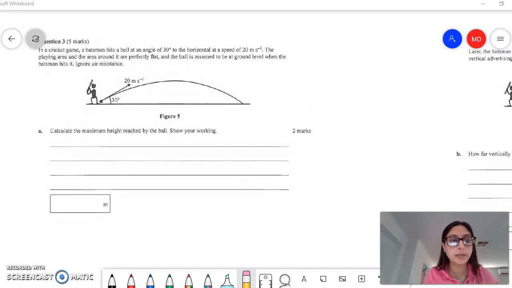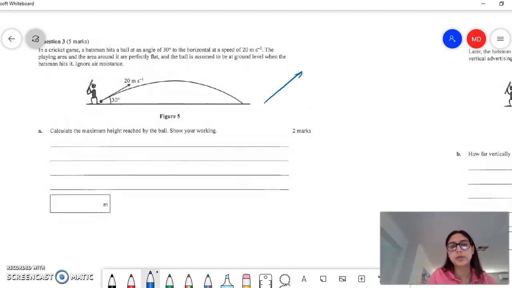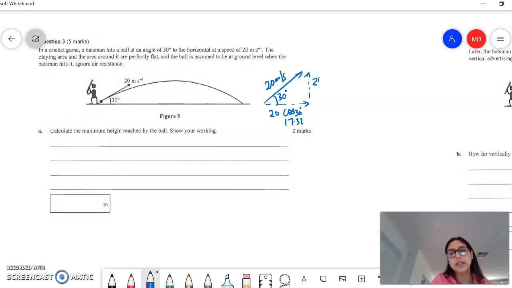In a cricket game, a batsman hits the ball at an angle of 30 degrees at a speed of 20 meters per second. I'm going to resolve it into the vertical and horizontal components straight away. This is going to be 20 cos 30, which is 17.32, and this is going to be 20 sin 30, which is 10. So now we know the horizontal and vertical components.